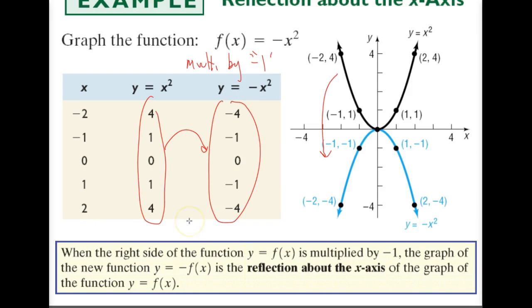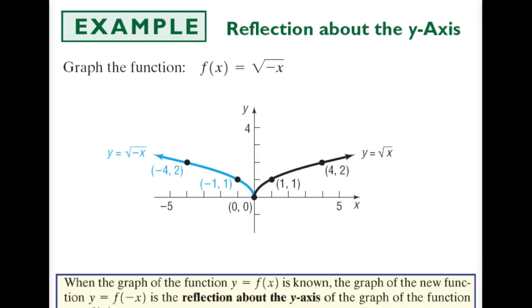And so here, whenever the right side of a function f of x is multiplied by -1, the graph of the new function is y equals -f of x. A reflection about the x-axis, a good example for this is the square root function. And in particular, if we put a negative on the x of the square root function.